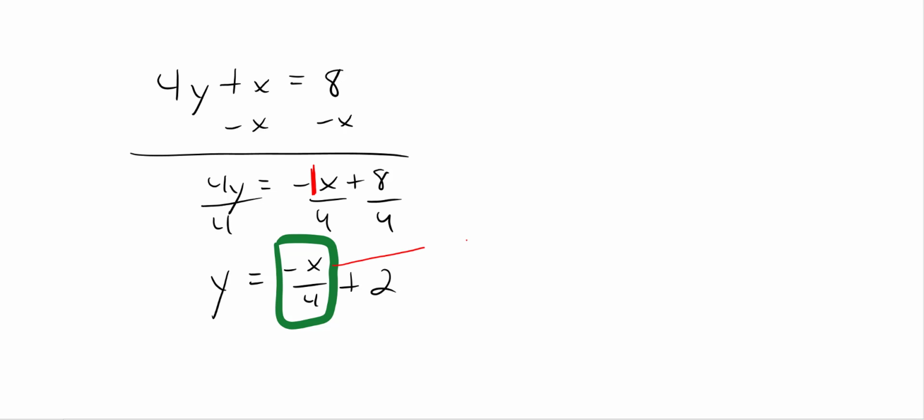So what I'd like you guys to do, as opposed to saying negative x over 4, I'd like you to say negative 1 over 4x. It's the same thing, okay? And that's above, right? It's like that 1/4 x. It's just much easier. So you're basically saying y is equal to negative 1/4 x plus 2. It's much easier to graph.